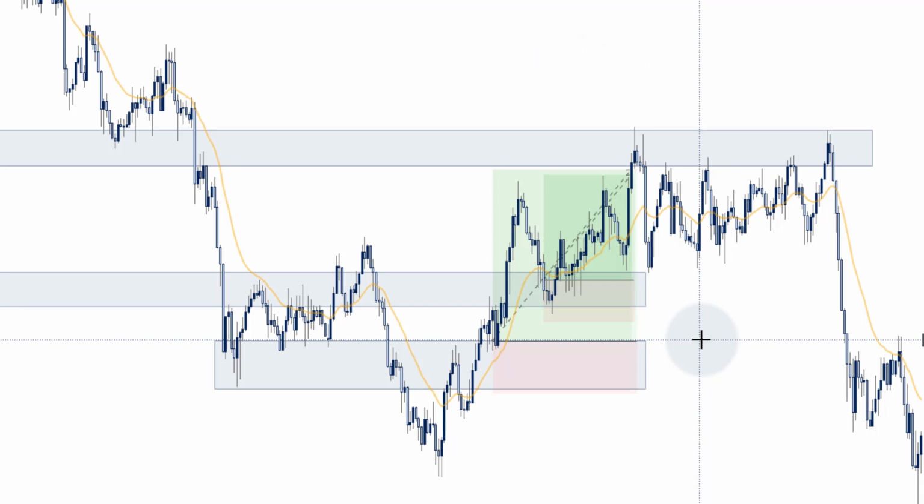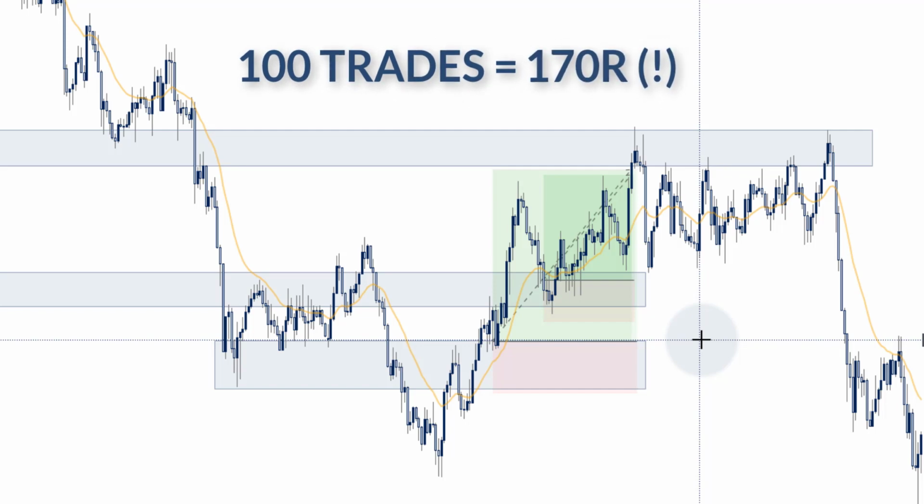over a series of 100 trades, that's a massive difference of 170R. So if you're risking 1% per trade, that means an improvement of 170% just by making these slight adjustments to your trade and improve your accuracy over time.